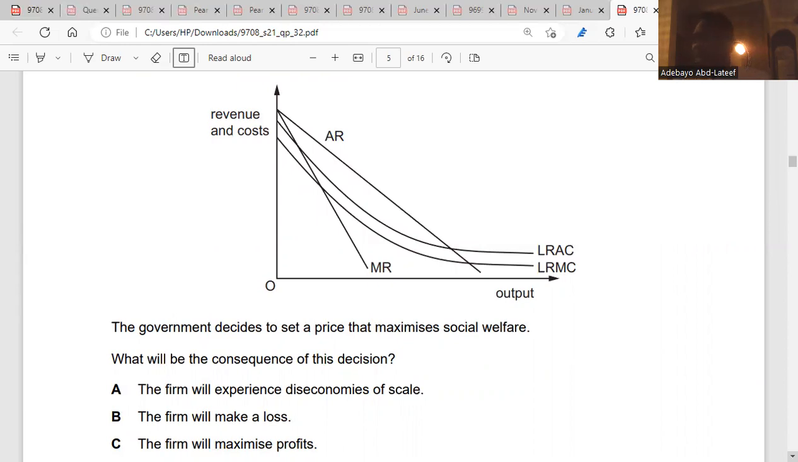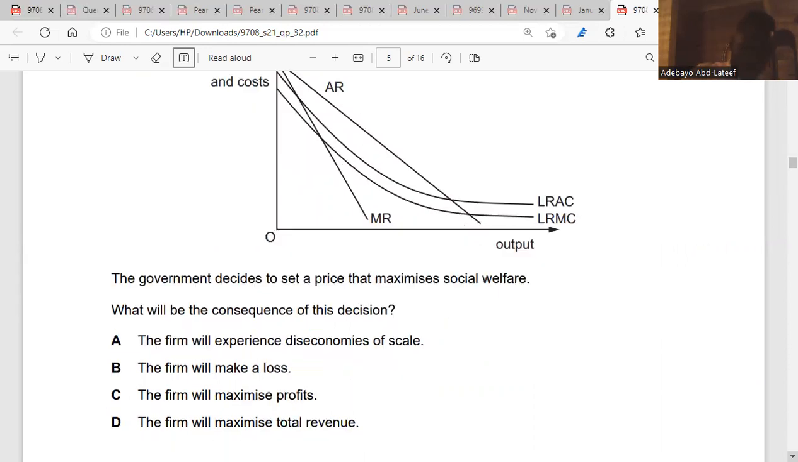Because a monopoly wants to make abnormal profit. But now the government is setting a price below what the monopoly would set. That means it's going to run at a loss. So the answer is B.